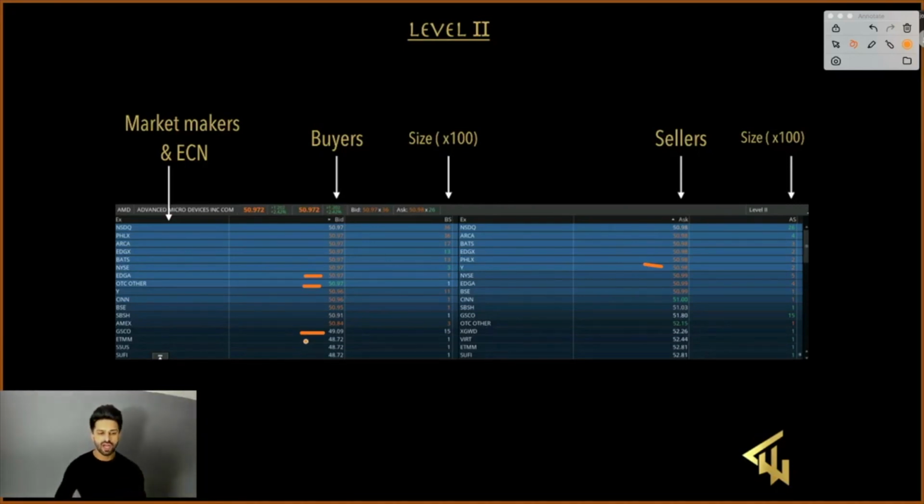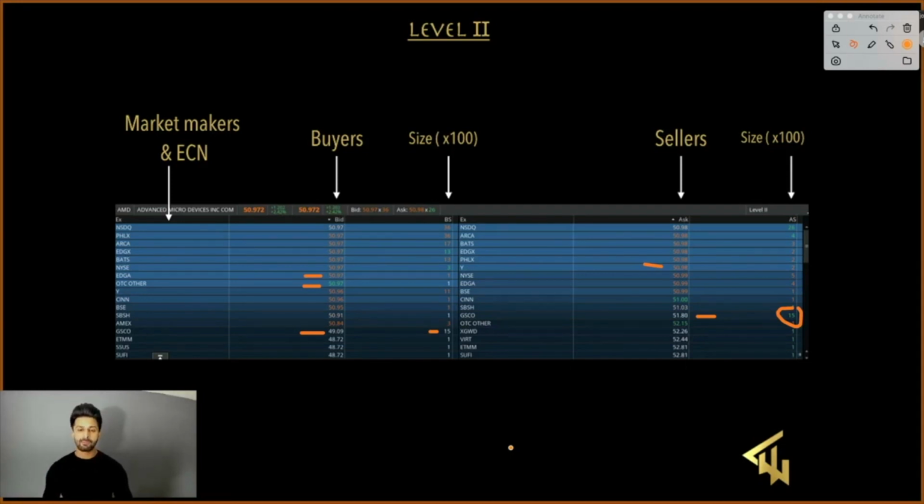At $49.09 on the buying side, we have a 15 order sitting there, and on the selling side we have a $51.80 seller of 15 orders sitting there. Now this helps us understand if there is a wall of sellers or a wall of buyers stacking up, waiting to push the stock down or push it back up if it goes to the downside.